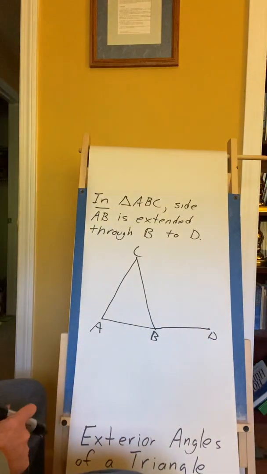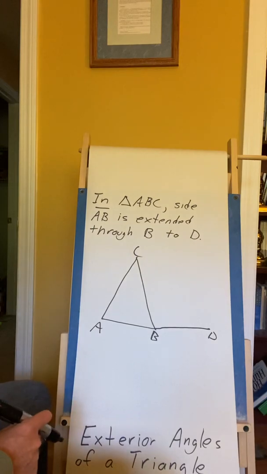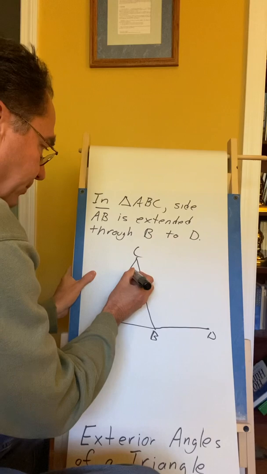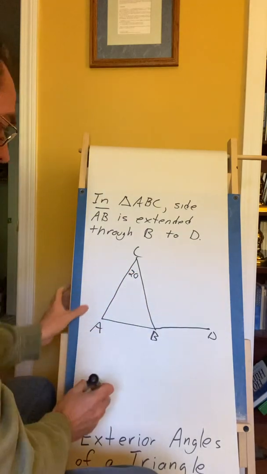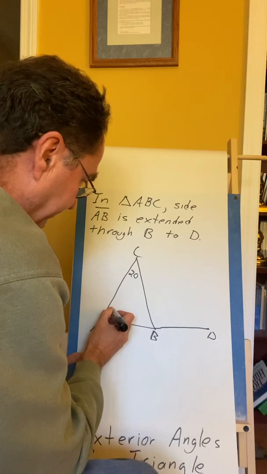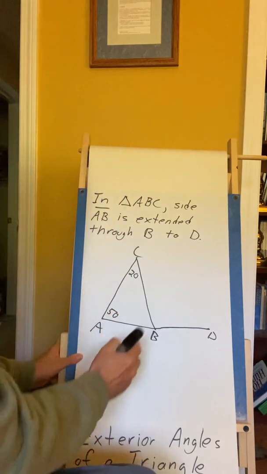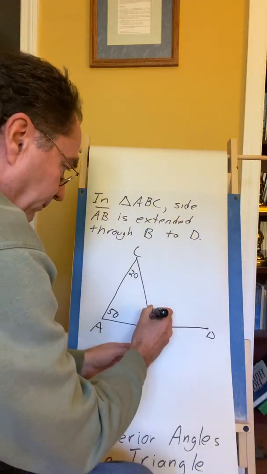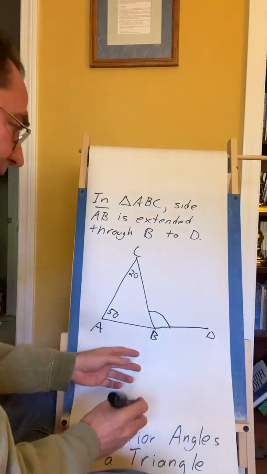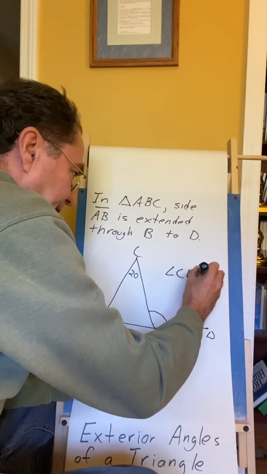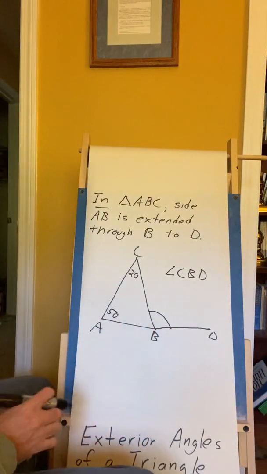There's our diagram. Okay? Now I'm going to show you something about these exterior angles. Let me say this one is 20 and this one right here is 50. Let's find the measure of the exterior angle right here. That, by the way, is angle CBD, the name of that exterior angle.